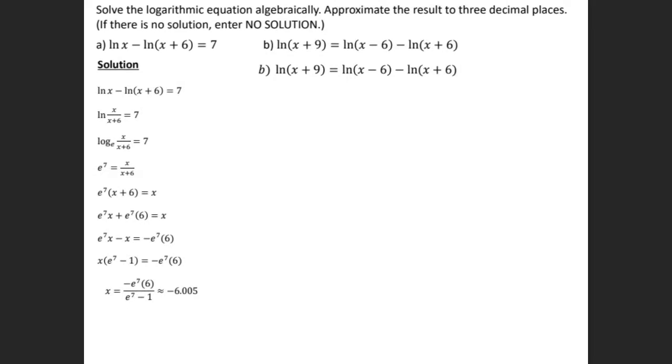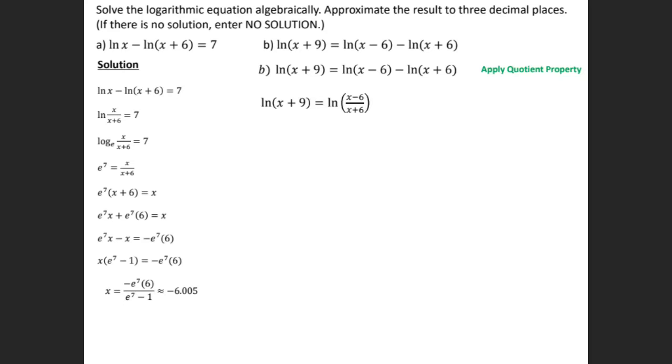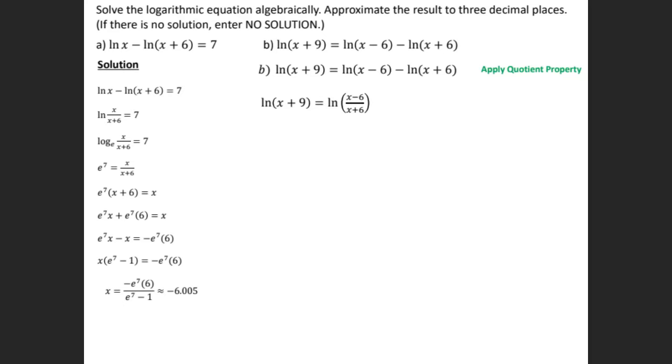So what I would do in B is use some of my properties to condense and make my life a lot easier. I see the right side has 2 logs that are the same and they're being subtracted, so I'm going to use my quotient rule. This gives me the natural log of x plus 9 is equal to the natural log of x minus 6 divided by x plus 6. Now I can use my one-to-one property. For these 2 logs to be equal to each other, the inputs have to be equal to each other. So x plus 9 is equal to x minus 6 divided by x plus 6.